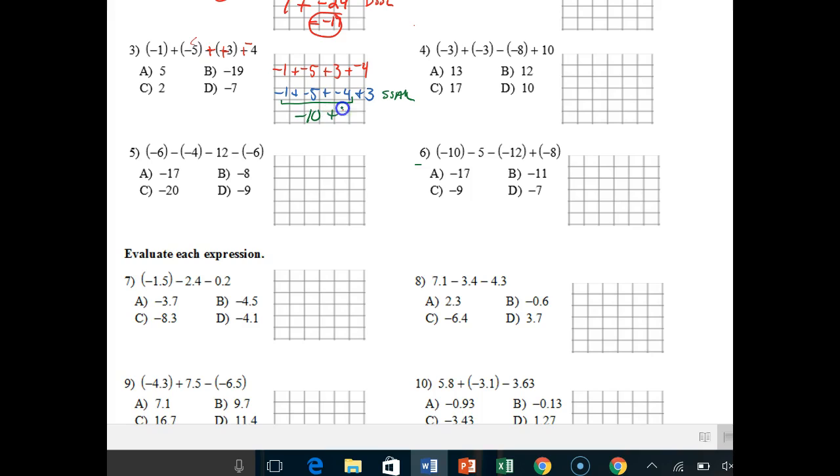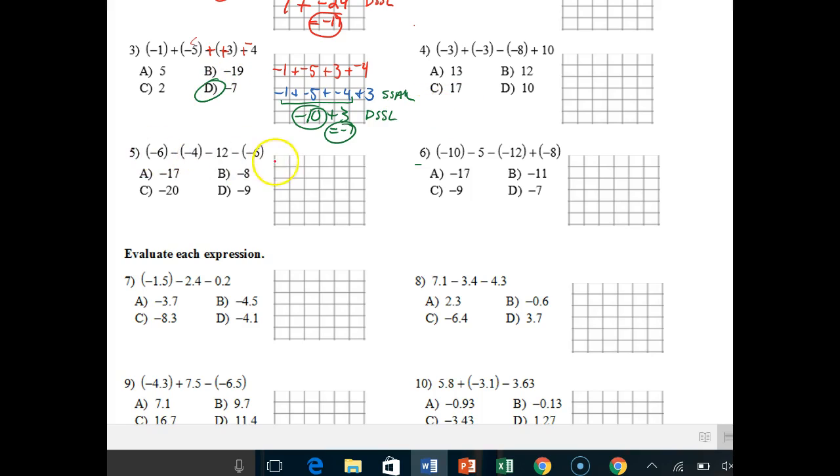-10 plus 3 is my DSSL part. I have more negatives, so I'm going to subtract 10 minus 3 and get 7, but I'm going to leave it as -7 because I had more negatives, so equals -7. All right, number 5. Again, pause the video on number 3, try and do number 4.